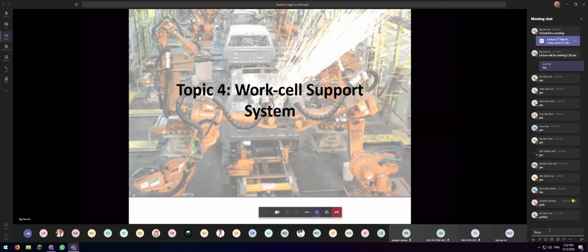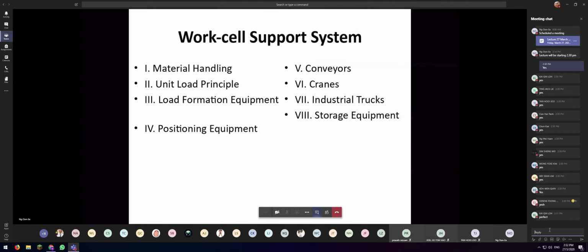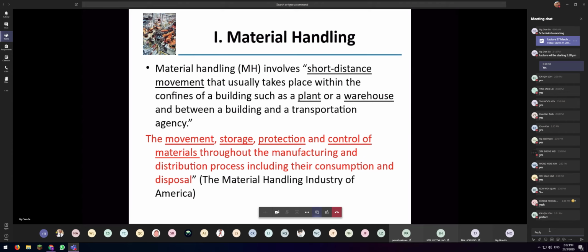This is the second part of topic 4. We will talk about work cell support systems. And under work cell support systems, there's actually a lot of things to cover. You can see them listed here. I'm not going to read this out, and we will talk about this one by one. Okay, so first of all, we will talk about material handling.